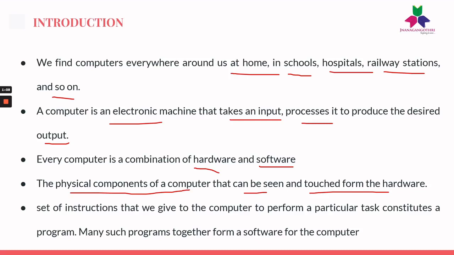Then what is software? Software, a set of instructions that we give to the computer to perform a particular task, constitutes a program. Such programs put together form software for a computer. For example, operating system, antivirus, MS Office, computer games. These are all software applications. These contain sets of instructions which are written by the user to perform a dedicated task. Hence, these are known as software for a computer.